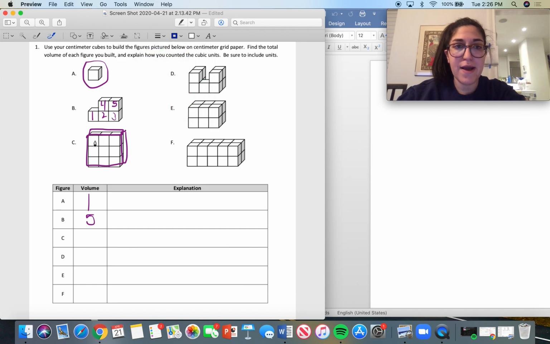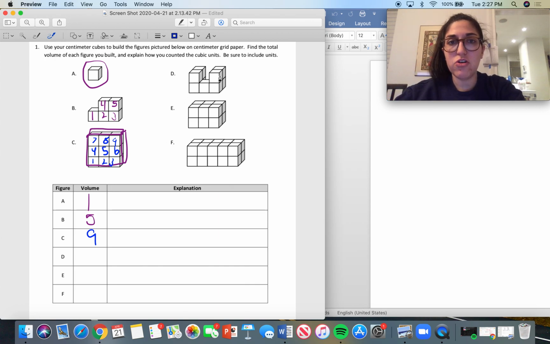So let's count how many blocks we were able to fit in. We could fit in 1, 2, 3, 4. I always have trouble with the 4s. 4, 5, 6, 7, 8, and 9. So the volume for this one is 9 because I can fit in 9 blocks. Let's look at D now.